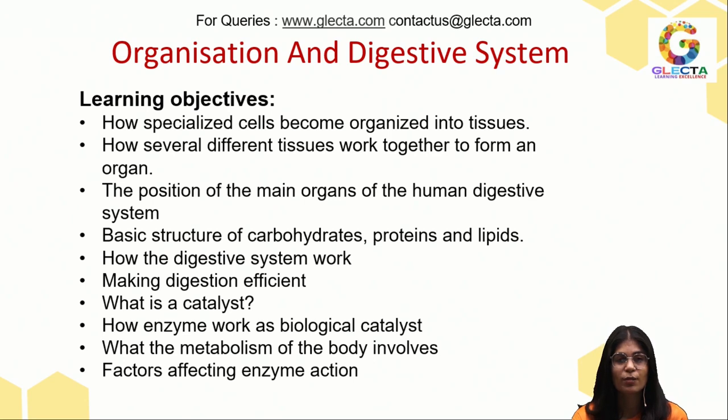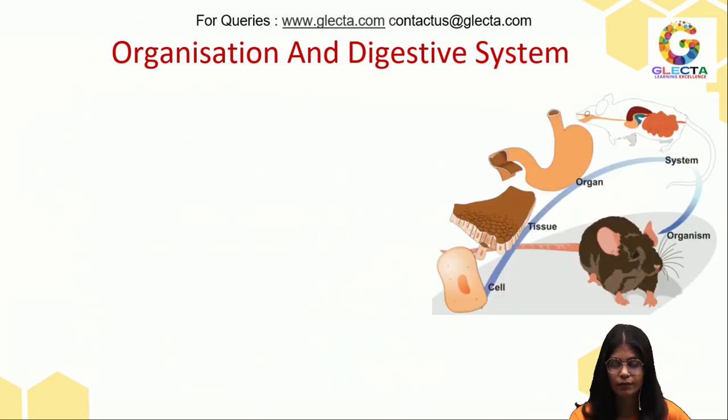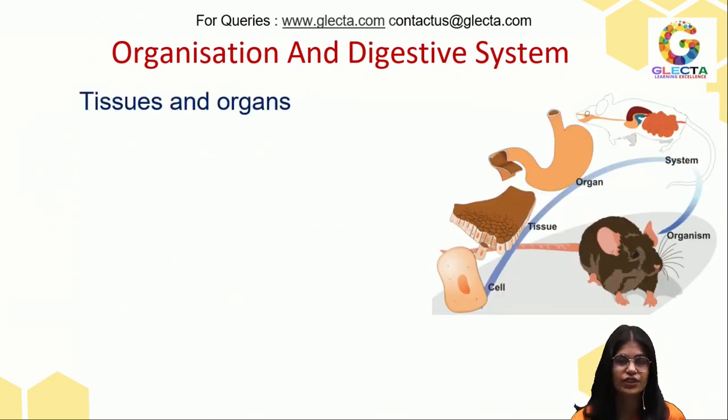At last, we're going to talk about the factors that may affect enzyme action, which is how it can differ in different conditions, affecting the digestion of different kinds of food materials. So let's get started with the first thing, which is tissues and organs.